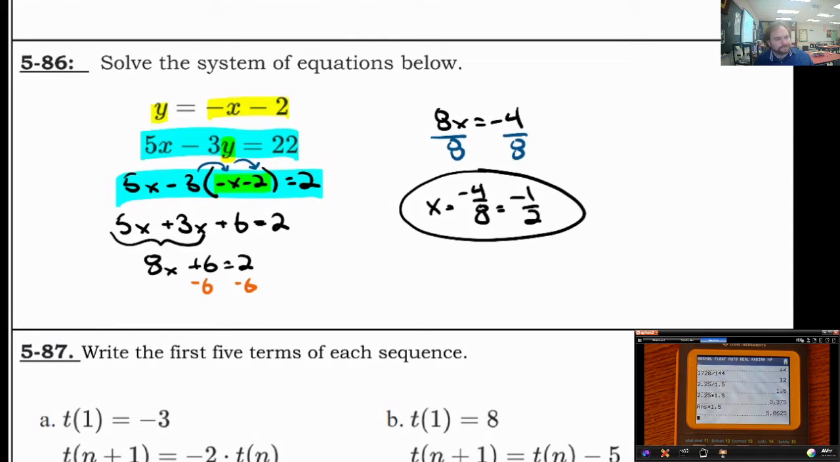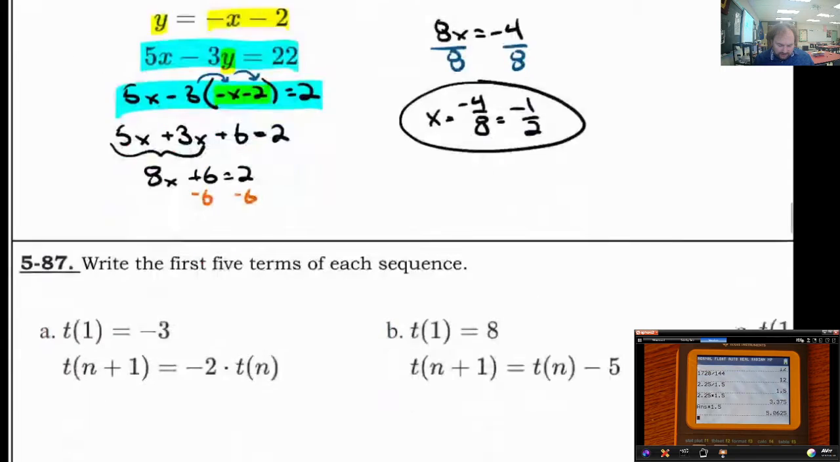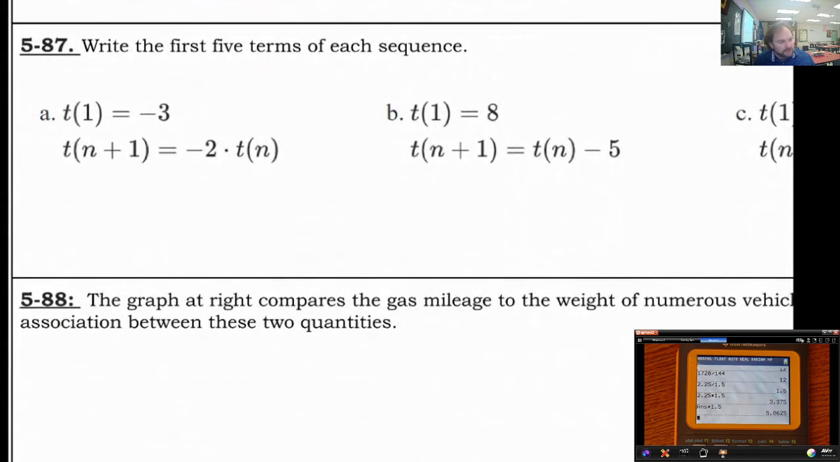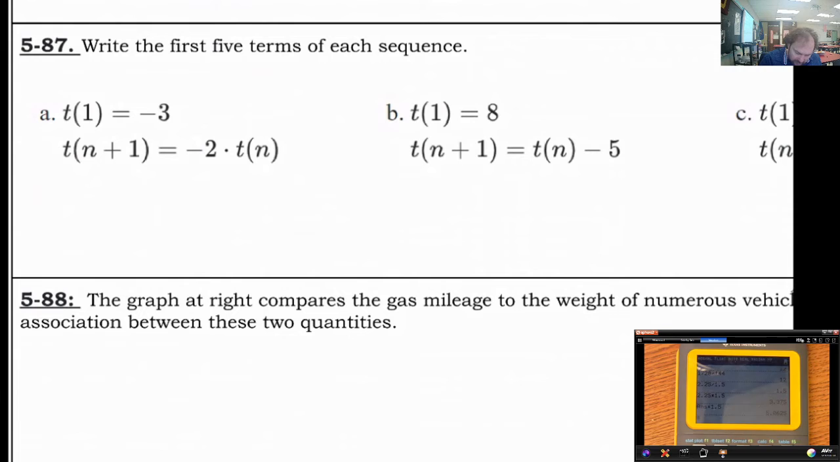There you go. Question 5.87, we're looking for the first 5 terms of each sequence. They have told us the first term, because these are recursive sequences. They have told us the first term, and it's up to us to use the pattern they gave us to tell what the next term is. So this sequence starts with negative 3, and then it appears that the pattern is you multiply by negative 2, because you take negative 2 times the current term, you'll get the next term.